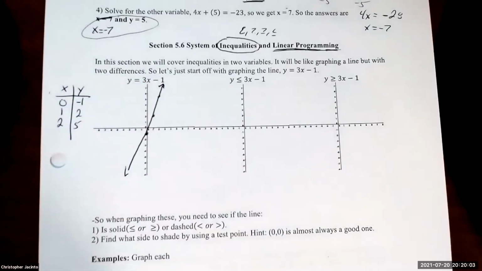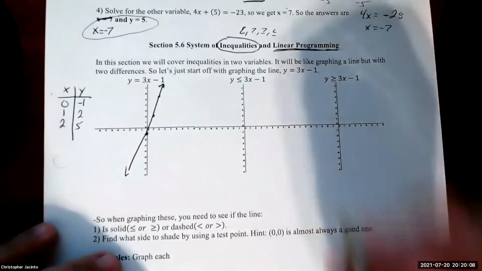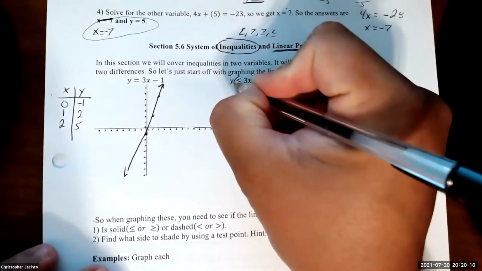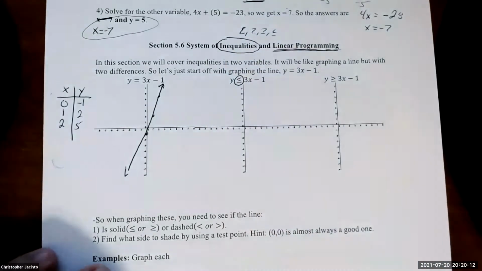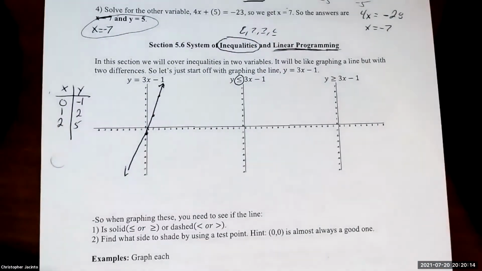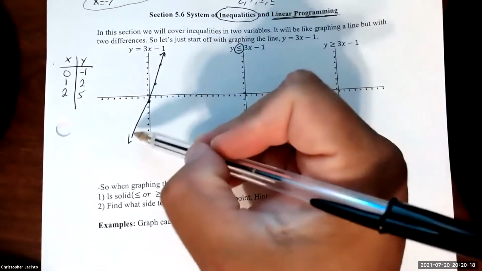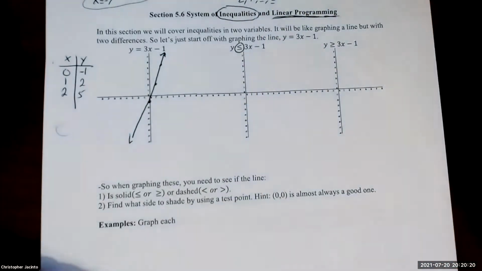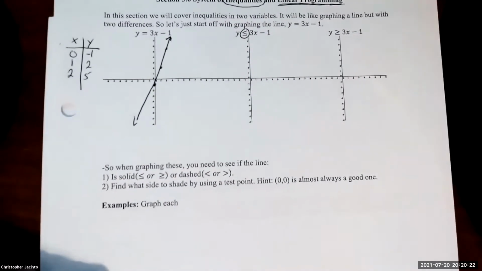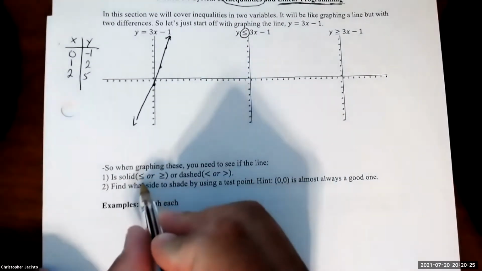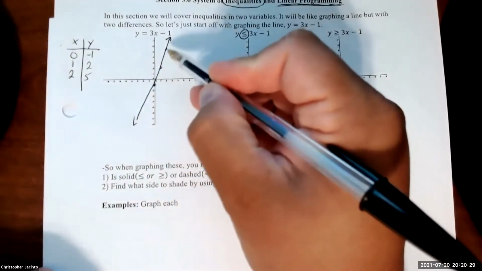All right, so what's the difference between this and what we're doing now? There's actually only two differences, believe it or not. The one difference is the symbol itself. That symbol tells you if it's going to be a solid line or a dashed line. If you have the equal sign at the bottom, it's going to look just like this, a solid line.